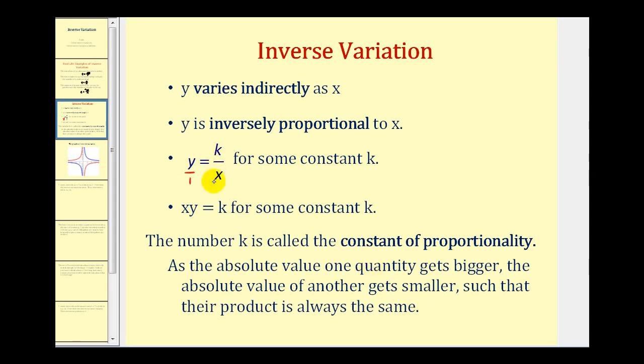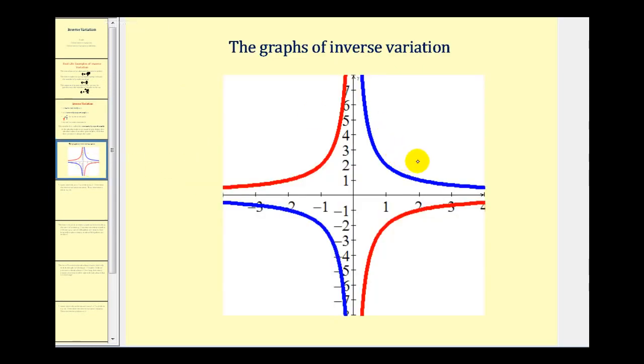Let's take a quick look at the graph of y equals k over x. The blue graph is the graph of y equals 2 divided by x, and the red graph is the graph of y equals negative 2 divided by x. And again, in many cases, we're only concerned about the first quadrant, and what you'll notice is, as x increases, y would decrease. Let's take a look at our examples.